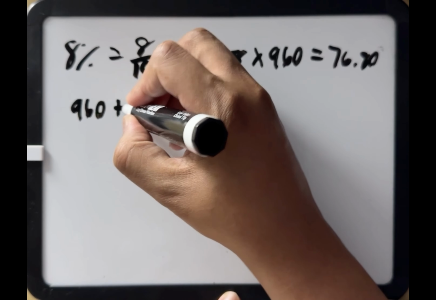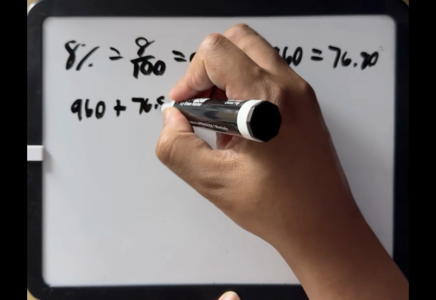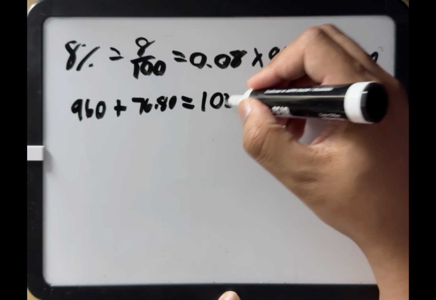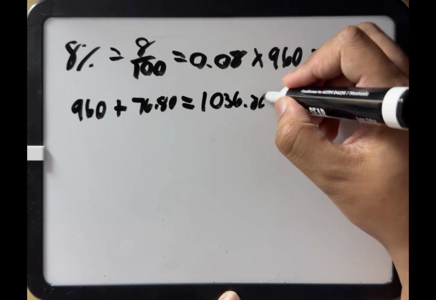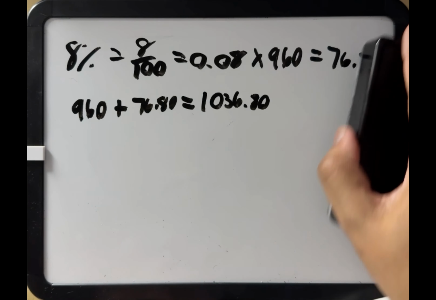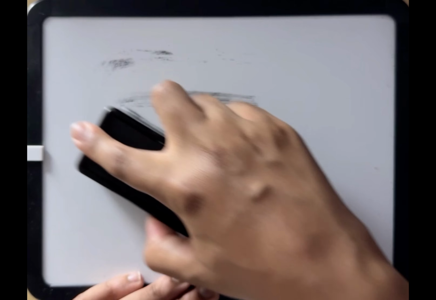960 plus 76.80 equals $1,036.80. Okay, so after adding the tax, the cost is $1,036.80. Okay, moving on to step 3, the final step of our equation.